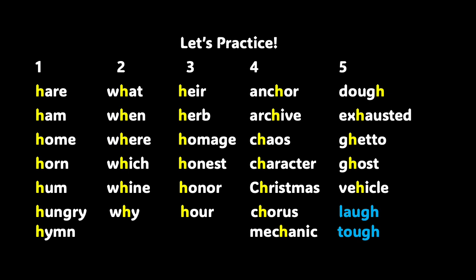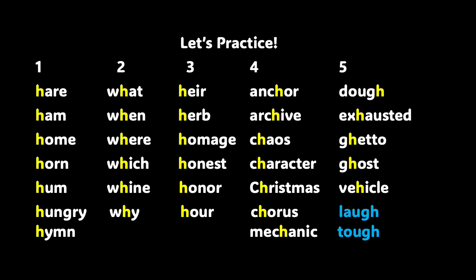Hair, ham, home, horn, hum, hungry, and hymn. All of those words have the H sound and it is pronounced. The second column has words that start with WH, and the H is silent when it's followed by W. Let's say these words together.